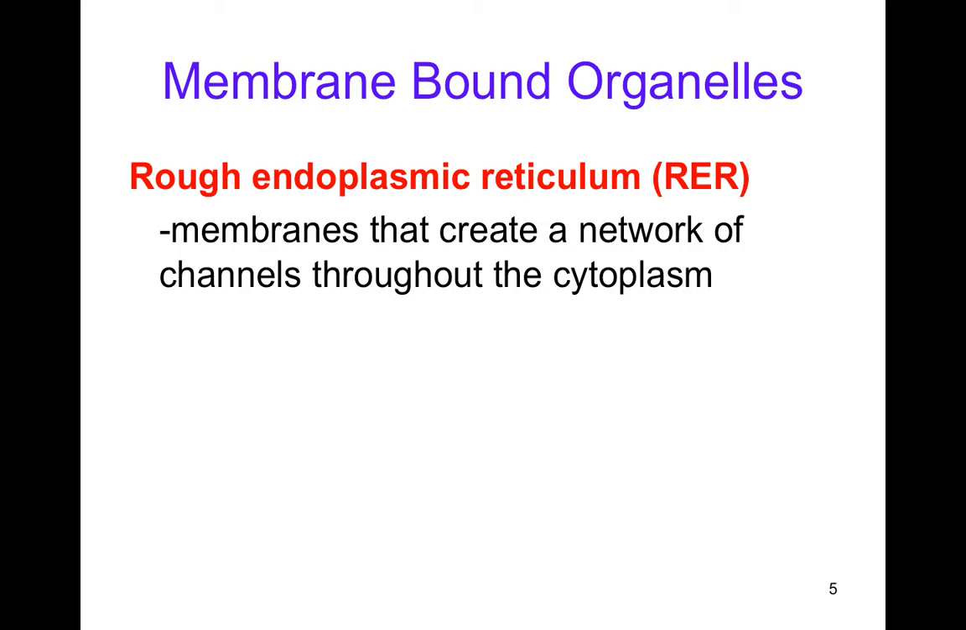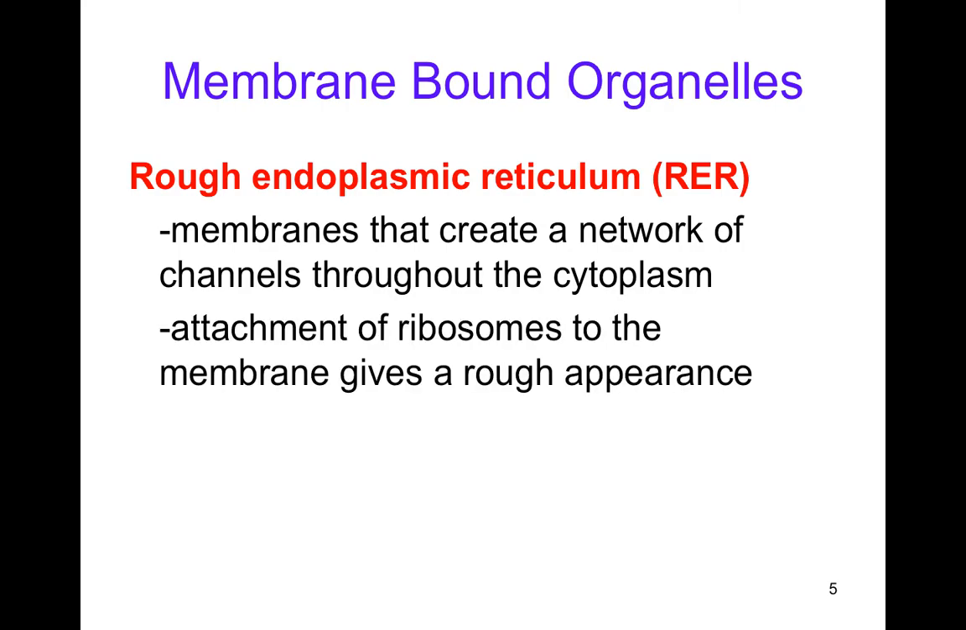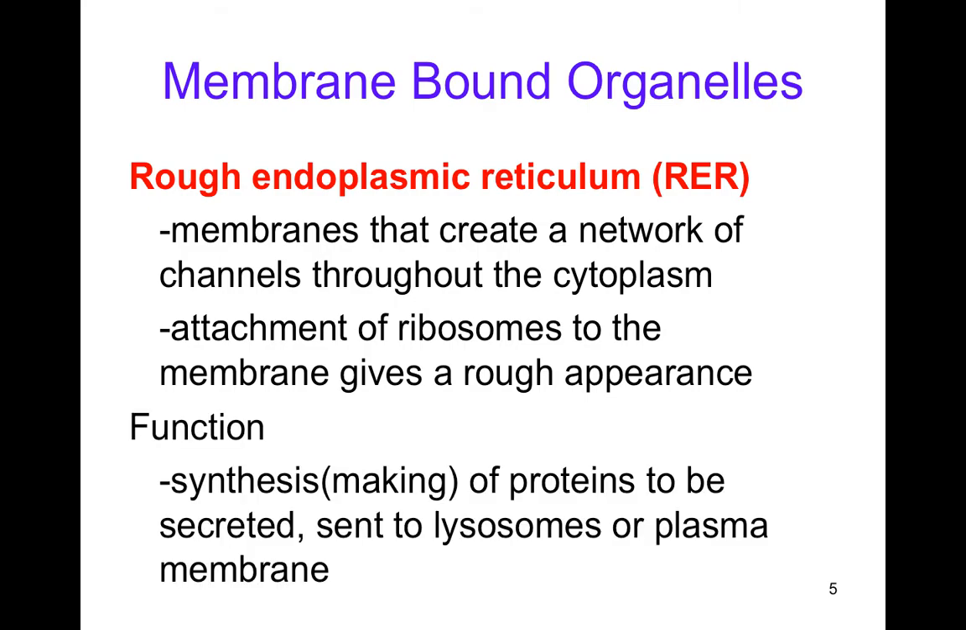The rough endoplasmic reticulum is a set of membranes that create a network of channels throughout the cytoplasm. What's unique about the rough ER compared with the smooth ER is that the rough ER has ribosomes located on it, which gives it its rough appearance because it looks kind of like sandpaper. When the scientists looked at it, they were like, "Oh, that looks like sandpaper. We're going to call that the rough endoplasmic reticulum." Its function is to build proteins that are eventually going to be sent off either to the lysosome or out of the cell through the plasma membrane.